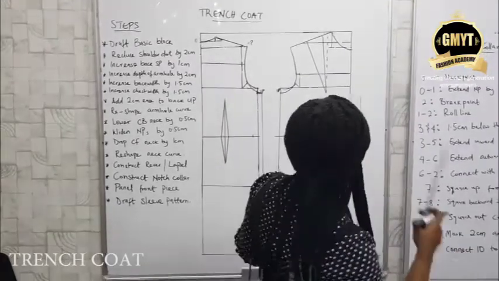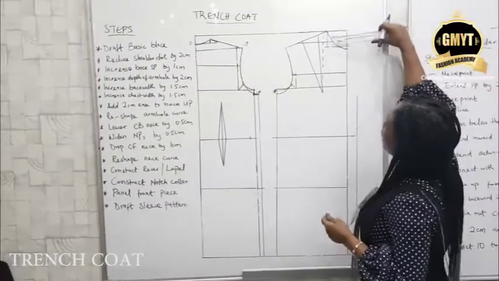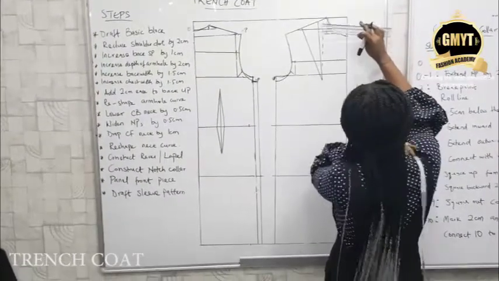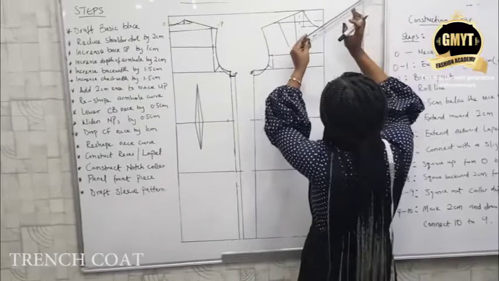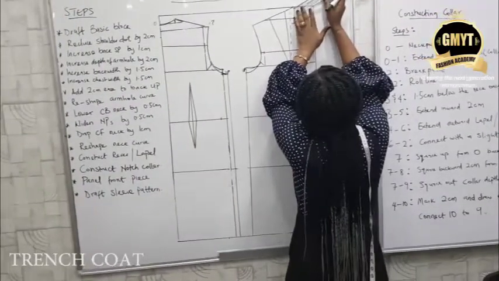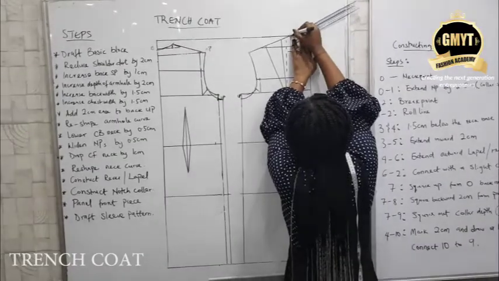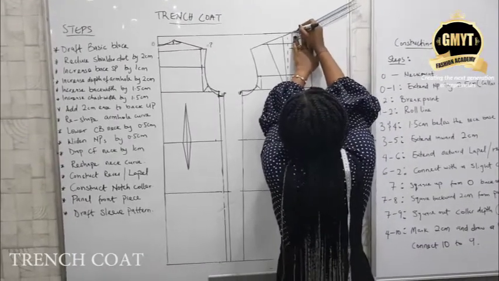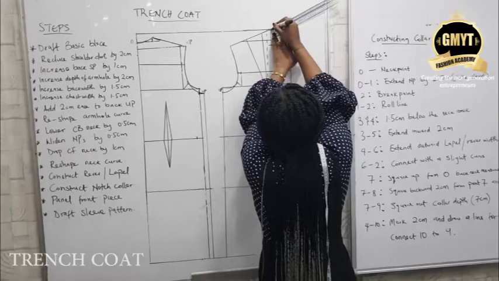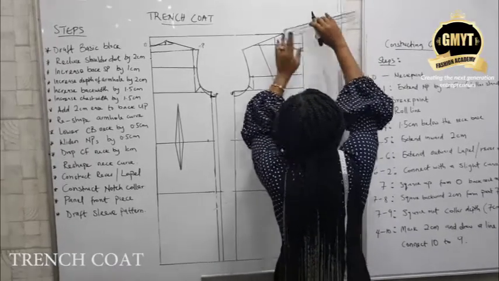Then I extend my neck point. I extend it by 2.5 cm. Extend it out by 2.5 cm. So that 2.5 cm is for the collar stand.